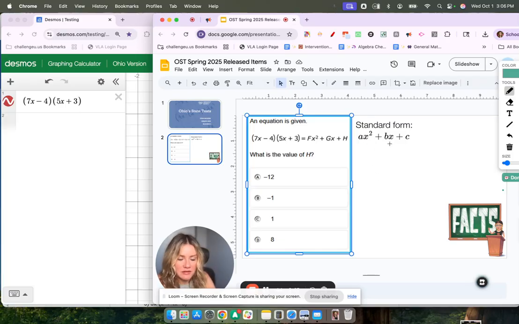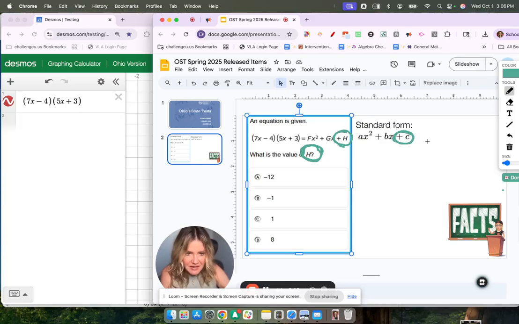So ax squared plus bx plus c, that's standard form. That's what we're used to seeing. And fx squared plus gx plus h is the same thing, right? It's just the same thing, but they're using f, g, and h for the numbers instead of a, b, and c. I don't know why. So in this case, we have 7x minus 4 times the quantity of 5x plus 3. And what's it asking us for? It's asking us for h. And h, in this case, is c, right?